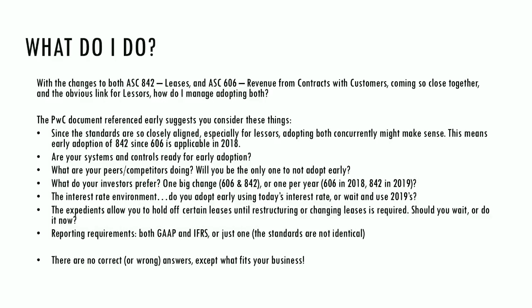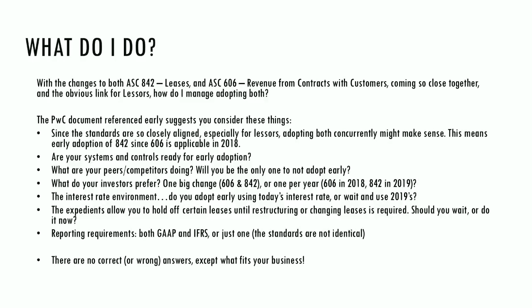You don't want to be the only one to not adopt early, the only one to do it, if there's going to be a difference in investors or financiers looking at your financial statements and seeing a difference there. What do your investors prefer? Would they rather you take the hit once and do 606 and 842 all at once, applicable January 1st, 2018, or would they rather you do 606 in 2018, 842 in 2019?